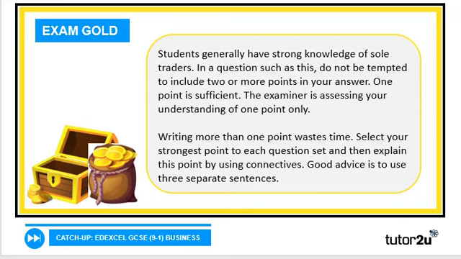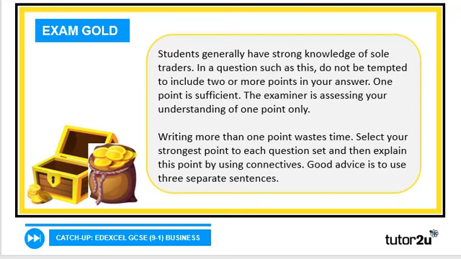Now, in a question that we have seen here, explain one drawback, all the examiner is interested in is one drawback, and then explaining that drawback with connectives in 3 separate sentences. You must make sure that you don't list 2 or 3 points in your response because the examiner will be capped at giving you 1 mark for just one of those points.